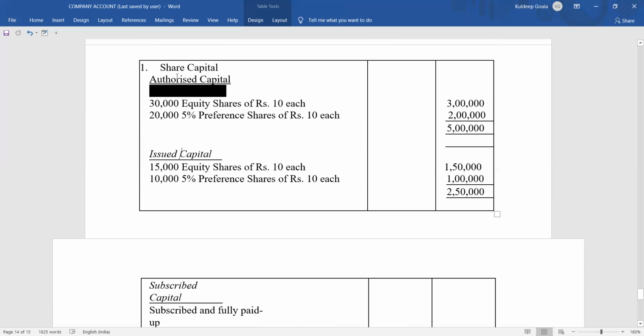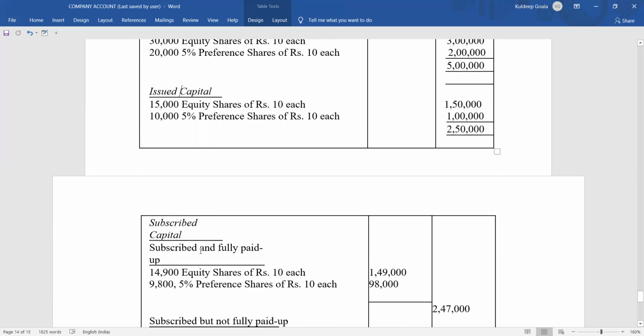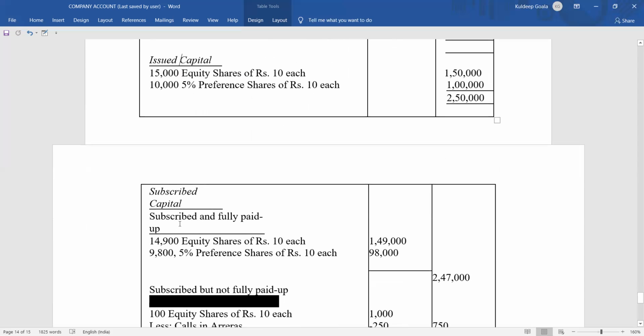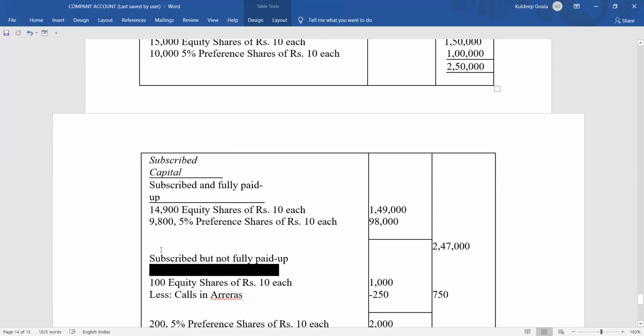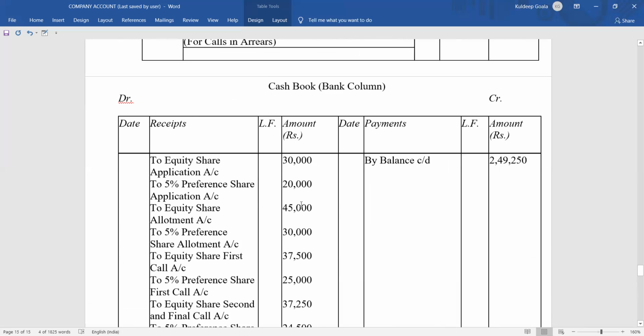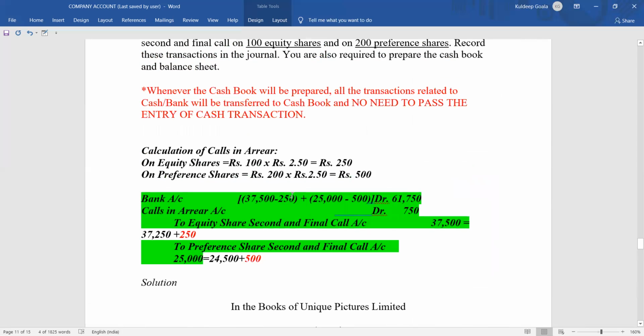We have got 4 parts: authorized capital, issued capital, subscribed capital, and the last one, subscribed and fully paid up. So in subscribed capital we have got 2 parts. One is subscribed and fully paid up, the other one is subscribed and not fully paid up. In case of subscribed and fully paid up, how many shares were there in arrear? You just find out the arrear.